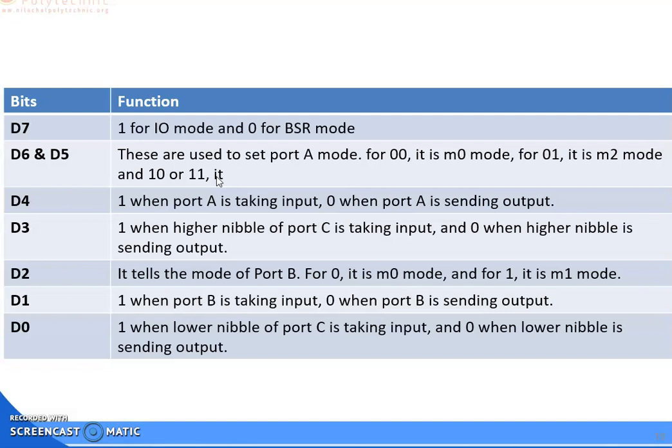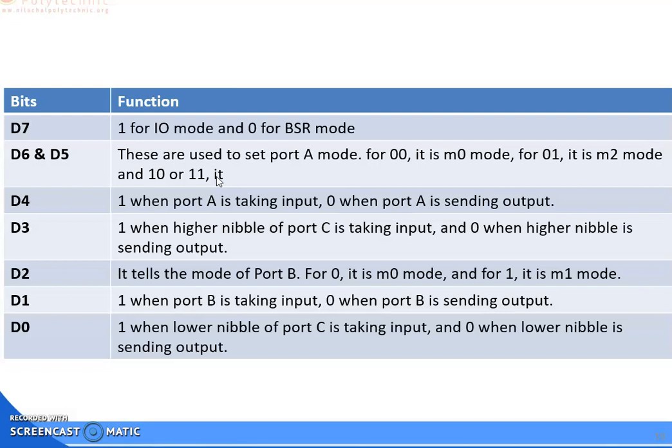Next, D3. The D3 bit is 1 when the higher nibble of port C is taking input, and it is 0 when the higher nibble is sending output. Next, D2 bit. It tells the mode of port B. For 0 it is M0 mode, and for 1 it is M1 mode.